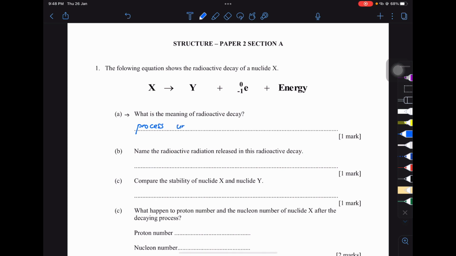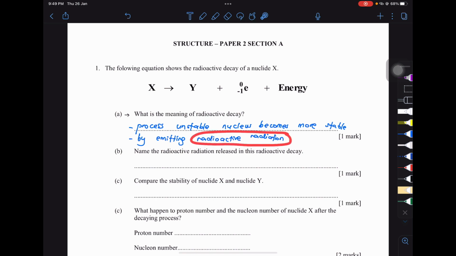Radioactive decay is the process of an unstable nucleus becoming more stable. How? So there are 2 points. By emitting radioactive radiation. If you state radioactive radiation, we know you are talking about alpha radiation, beta or gamma radiation. So it's enough to say radioactive radiation.